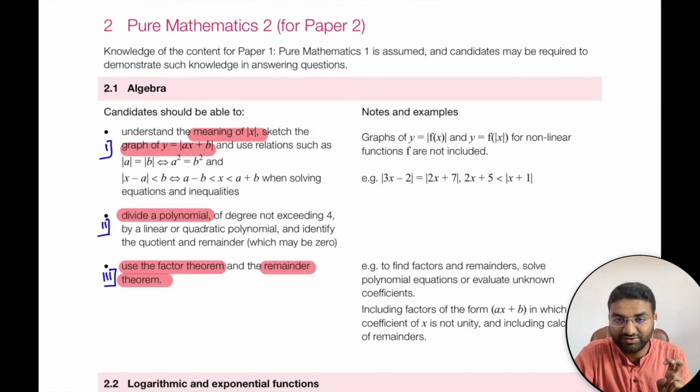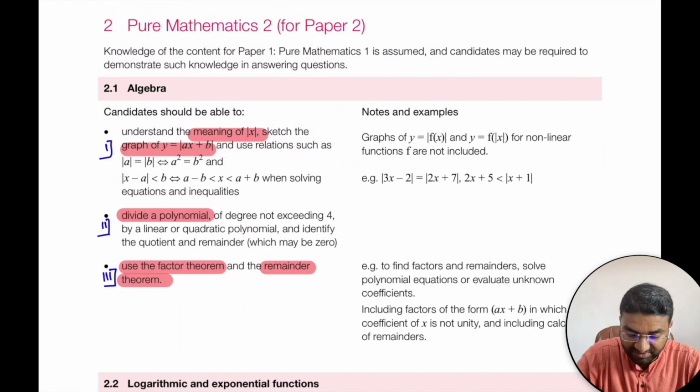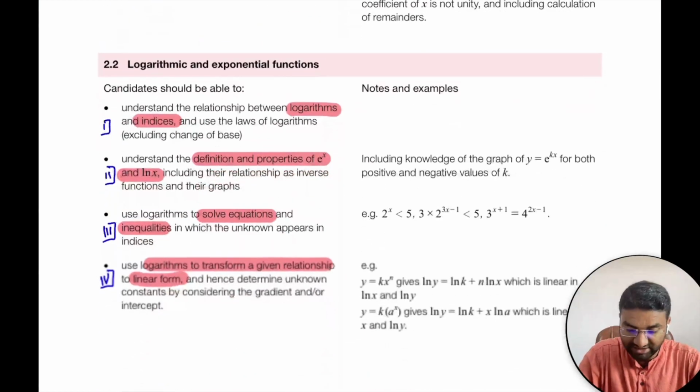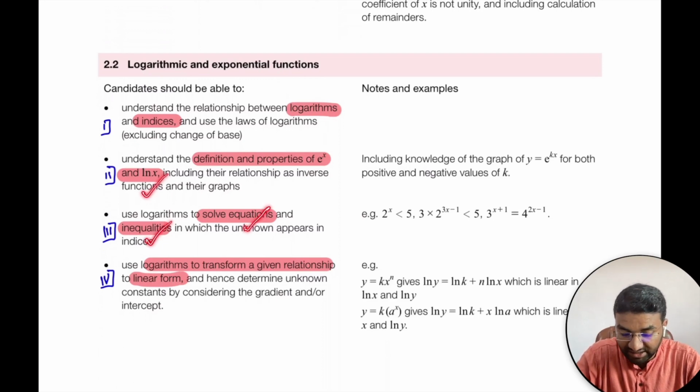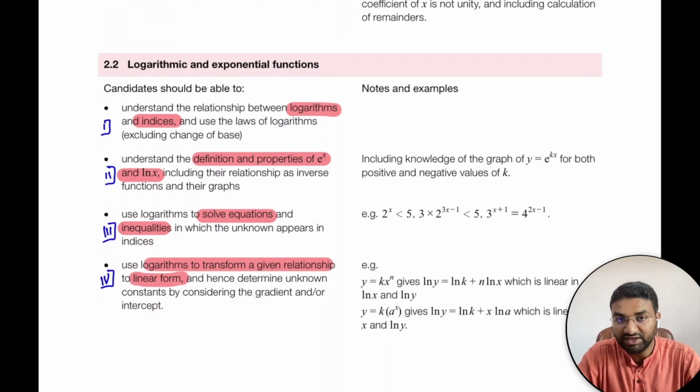Then pure mathematics 2. Pure mathematics 2 is a 50 marks paper. Actually we have to give pure mathematics 1 and pure mathematics 3, right? For pure mathematics 3 you need to go through all the topics of P2. Firstly algebra: modulus graphs, then division of polynomials, then factor theorem, remainder theorem. Then the logarithmic and exponential part: indices, logarithm, then the e raised to x graph, ln. Then equations and inequalities. Then logarithmic equations, and how we can transform to linear form.